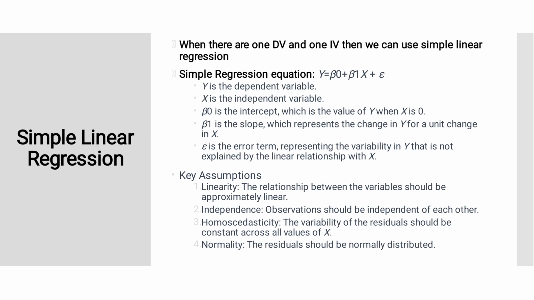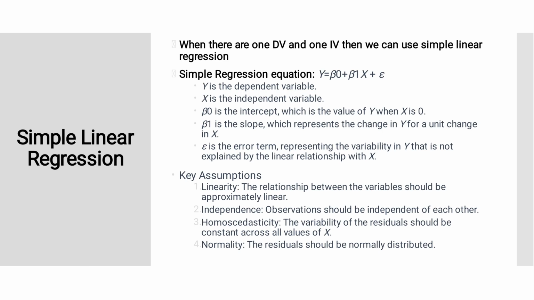Key assumptions: linearity, the relationship between the variables should be linear. Independence means observations should be independent of each other. If no independence exists, then if one value of an independent variable is dependent on another value of that independent variable, then it will be dependent. So every response of your independent variable or dependent variable should be independent.